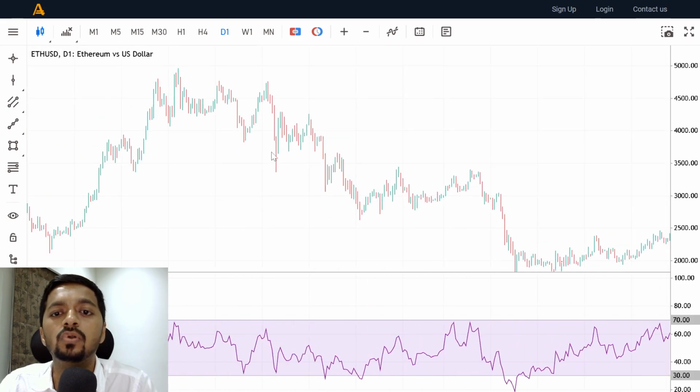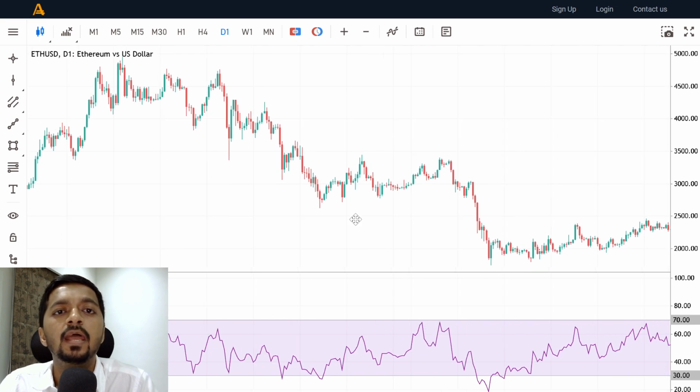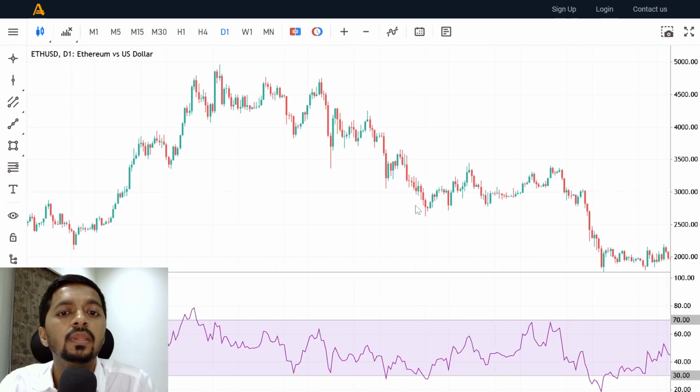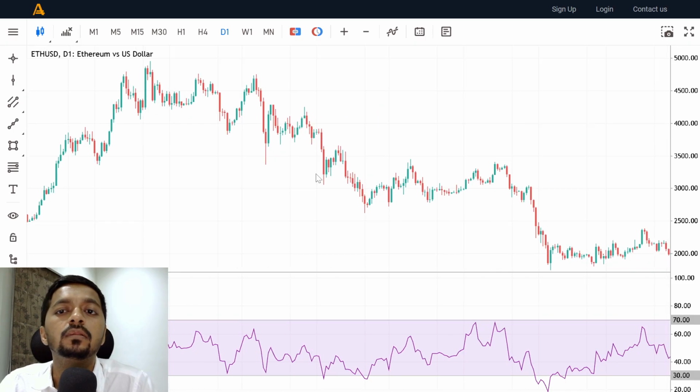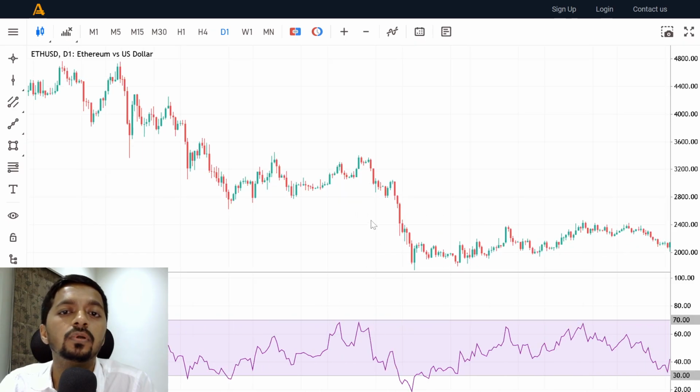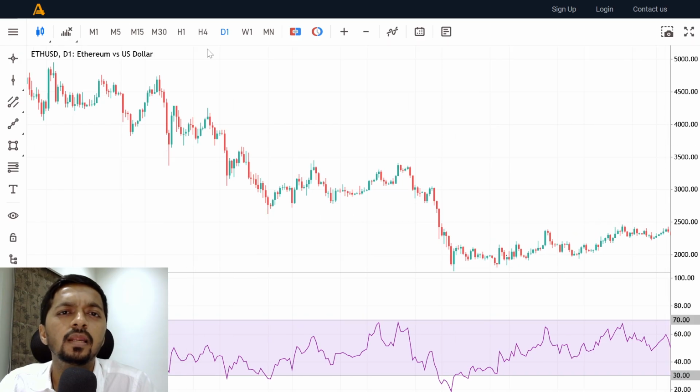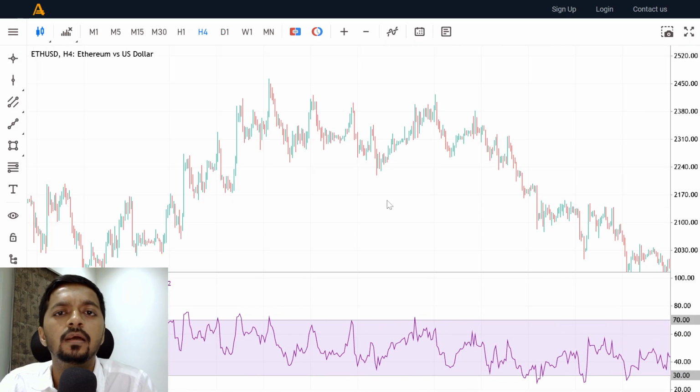So this is a strong downtrend. If you see this whole scenario, as and when the RSI value crosses above 70, this is the time that you need to look for a short trade rather than a buy trade. Let me explain this on a different time frame rather than the daily time frame.